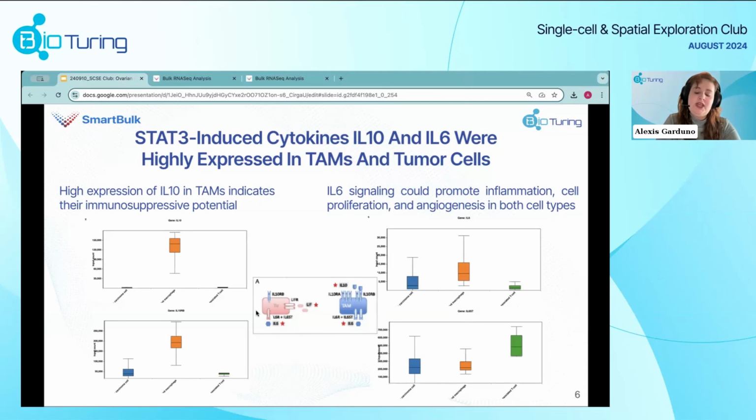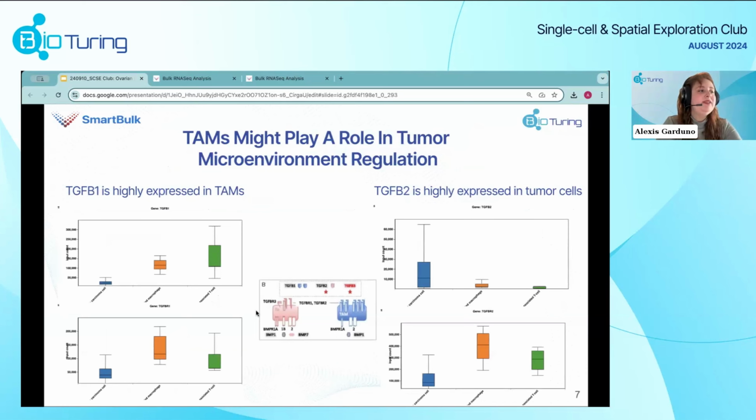Okay. So if we go into the next analysis, the other results that we gather. By building upon this understanding that STAT3-induced cytokines have an effect, we can also explore another key signaling pathway involved in these TAM-tumor cell interactions. One of the other genes that was also significantly found within the ANOVA result is TGF-beta 1 signaling. As shown in the box plots, TGF-beta 1 is highly expressed in the TAMs group, while TGF-beta 2 is predominantly expressed in the tumor cells.